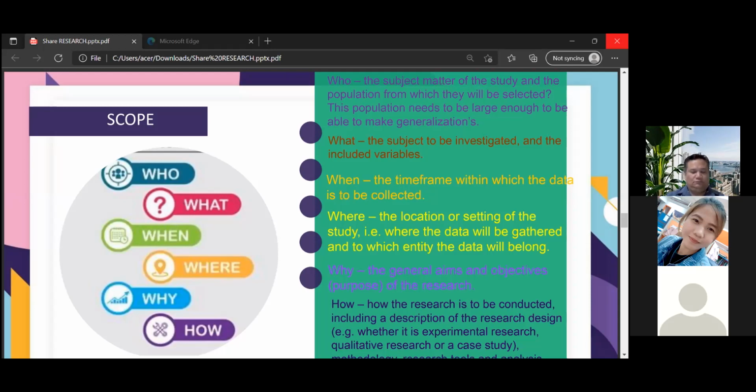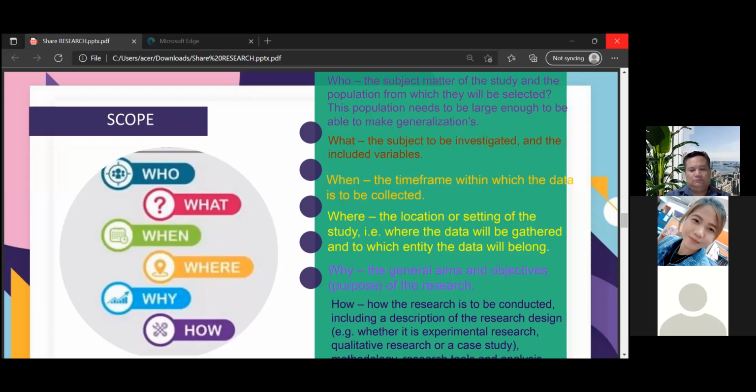And then why? The general aims and objectives, o yung tinatawag po natin purpose of the research. Doon po included yung why. And then yung how. The last is how the research is to be conducted, including a description of the research design, whether it's experimental research, qualitative research, or a case study. Example is the methodology, research tools, and analysis techniques.